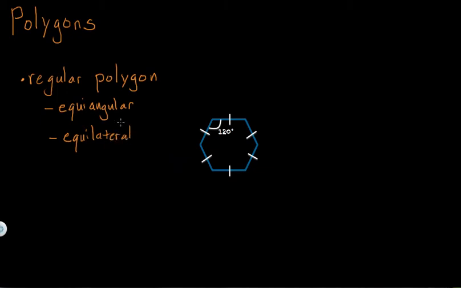So equiangular means that all of the interior angles of the polygon are equivalent. So in the case of this regular hexagon, we see here that if this one angle is given as 120 degrees, then all 6 of these interior angles, which are obtuse angles, are 120 degrees. That's what equiangular means. It means that all the interior angles are equal. And a regular polygon is also equilateral. This means that all of the sides are equal in length.